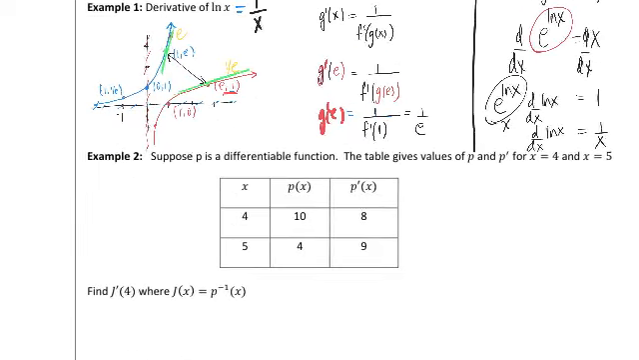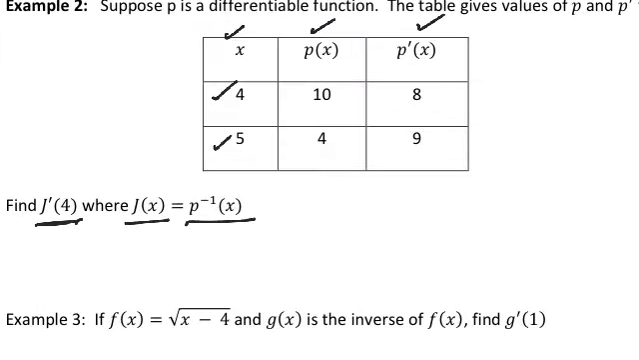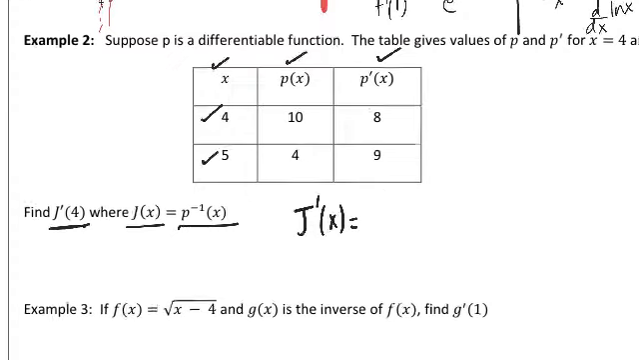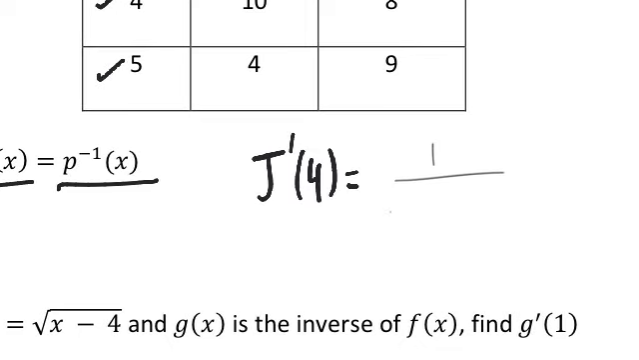Suppose p is a differentiable function and the table gives values for p and p prime for x is equal to 4 and x is equal to 5. So we've got 4 and 5 as our x's, and we've got p and p prime. Find j prime of 4 where j is p inverse of x, right? So we know these are inverses, so j prime of x, in this case we actually want j prime of 4, so I'll put in 4 here. J prime of 4 is going to be equal to 1 over p prime of j of 4, okay?